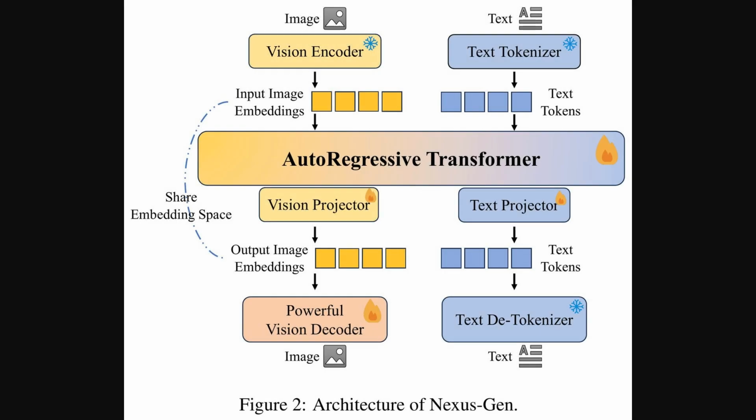Alright, so after seeing what Nexus-Gen can achieve in those earlier examples, figure 2 here, this diagram really lays out the architecture. An input image is processed by a vision encoder, creating input image embeddings, which are numerical representations. Text input is handled by a text tokenizer, becoming text tokens. Both feed into the central autoregressive transformer. This transformer then generates output image embeddings. Crucially, these live in a shared embedding space with the input embeddings. These are then turned into a new image by a powerful vision decoder. The transformer also outputs text tokens, which become the final text output via a text detokenizer.